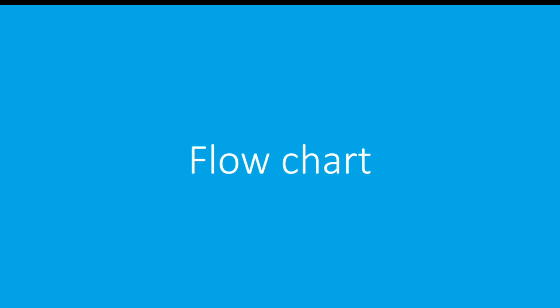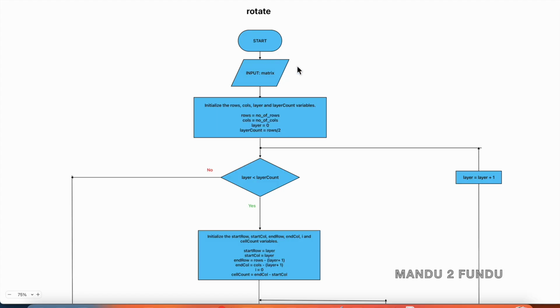Let's look at the flow chart. Input for this procedure is the matrix. First we have to compute the number of rows and columns of this matrix and then initialize the layer variable to 0 and initialize the layer count variable. So the layer count will contain the number of layers that need to be shifted. So we can compute that by dividing the total number of rows by 2.